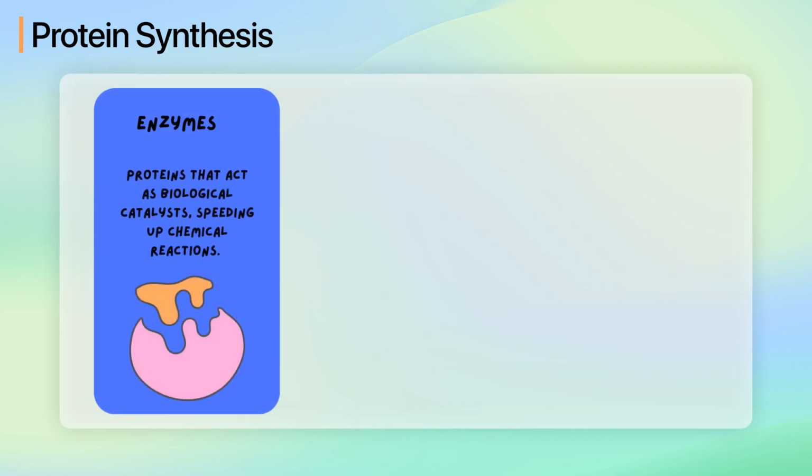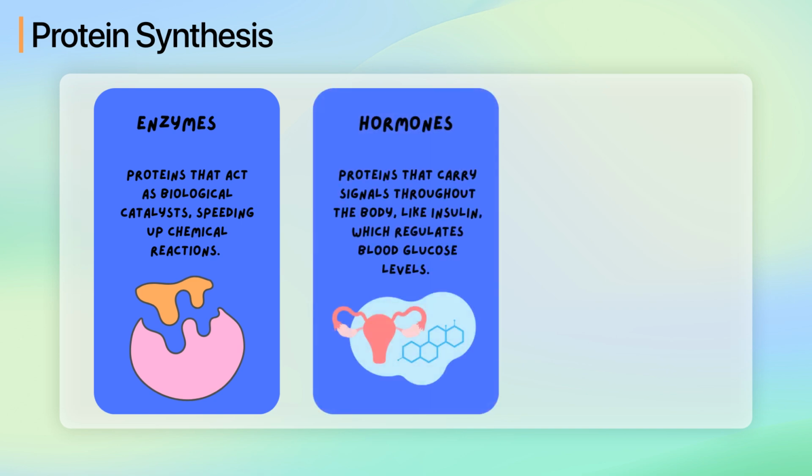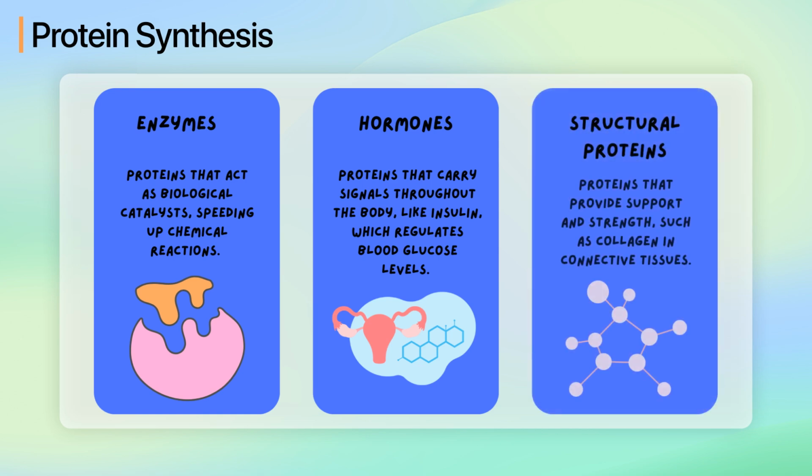For example, enzymes are proteins that act as biological catalysts, speeding up chemical reactions. Another example is maltase, which breaks down maltose. Enzymes require a specific shape, so that their active site fits specifically with its substrate. Hormones are proteins that carry signals throughout the body, like insulin, which regulates blood glucose levels. They require a specific shape to be recognized by cell surface receptors on their target organs. Structural proteins provide support and strength, such as collagen in connective tissues. These also require specific structure for their function.